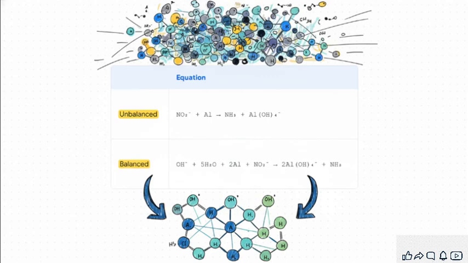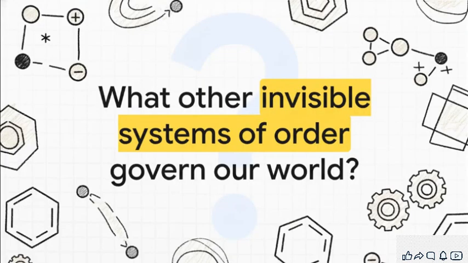You know what really makes you think, doesn't it? This whole thing is just about finding a hidden balance, a secret set of rules that controls how these tiny little electrons jump around. So if chemistry, something that can seem so chaotic, operates on this incredibly precise system of accounting, it kind of makes you wonder, right? What other invisible systems of order are running our world, just waiting for us to figure out the rules?